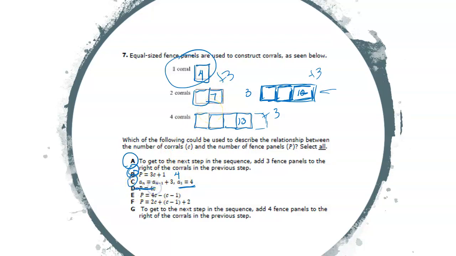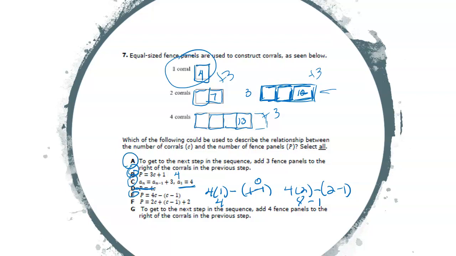So D is out. E, 4C minus C minus 1. Again, plug in. So if I plug in one corral, 4 times 1 minus 1 minus 1 would be 4 times 1 is 4. And then 1 minus 1 is 0. So 4 minus 0 equals 4. That works out. We can try it for 2 just to see. 4 times 2 minus 2 minus 1. So 8 minus 1 equals 7. That one works.